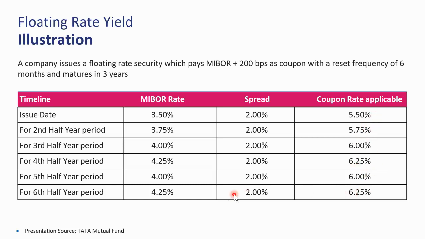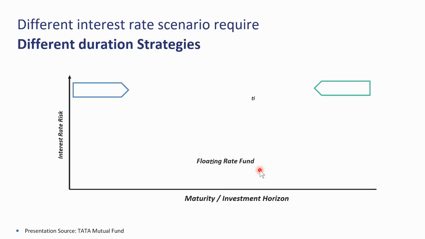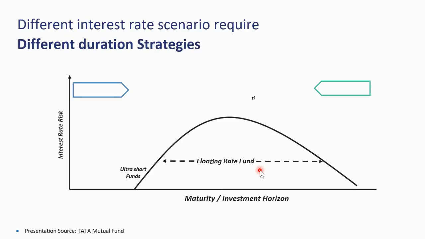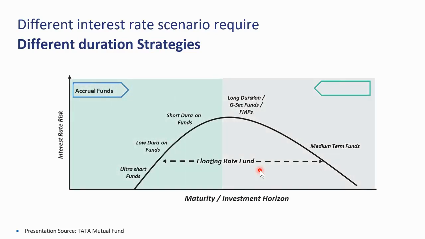So this fund will more or less work in a better sense than even a liquid plus category fund over a shorter period of time for investments, because it is straight away capturing the interest rates that are prevailing in the market, and it gives a basic amount of spread to that particular customer. So that's how it is. So where can these floating rate funds fit in? If we look at the category of debt funds on interest rate sensitivity, by maturity, we have ultra short term funds, then we have short duration, long duration funds, and then the longer duration and the medium term funds.